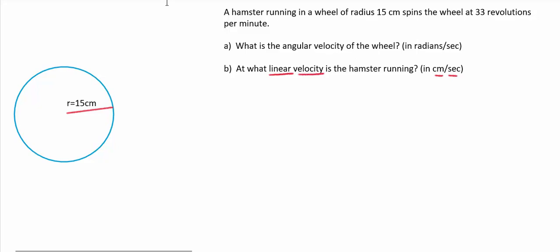You could start this part much like I did part A by writing down that the wheel is turning at a rate of 33 revolutions per minute.